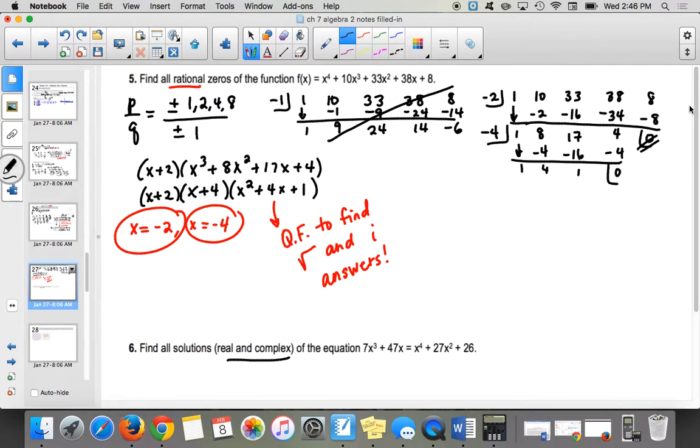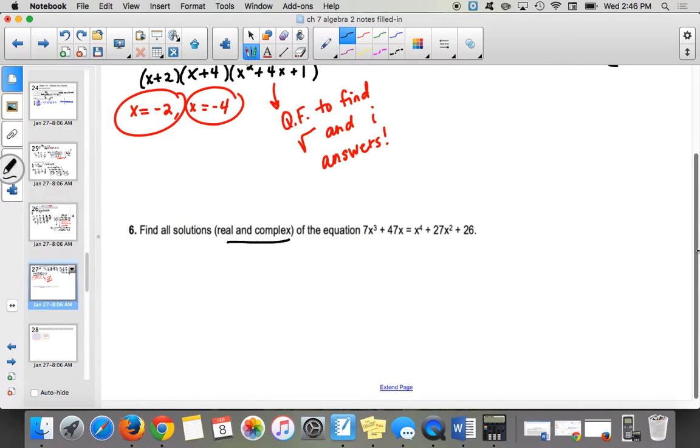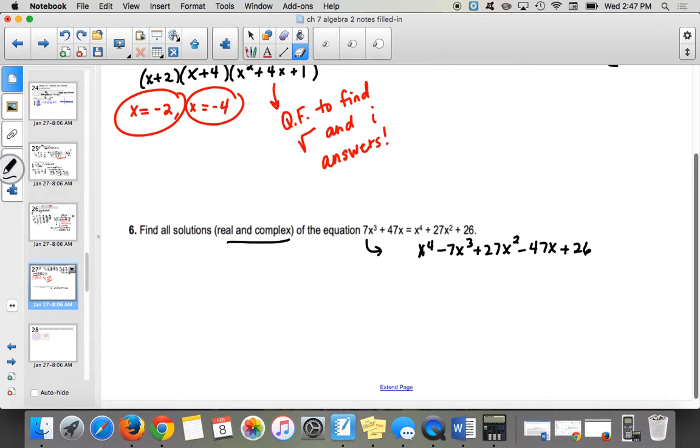All right, so let's get everything on one side. So I'm going to start with my x to the 4th. I'm going to subtract my 7x cubed over, so I'm going to have minus 7x cubed. I'm going to have plus 27x squared minus my 47x plus 26. So I got everything on one side.